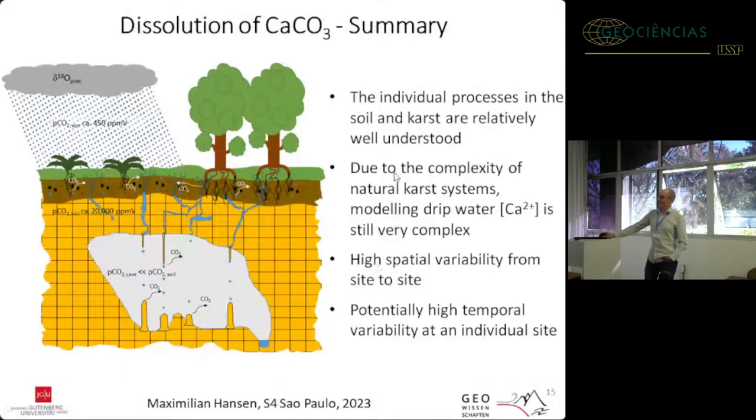So to sum up the dissolution processes, the individual processes in the karst and the soil are relatively well understood, but it's a very complex system. So the natural system is very complex. It's still challenging to really model drip water calcium, because there's also a high spatial variability from site to site, and also potentially very high temporal variability at an individual site, like inside a cave. The conditions can also be very different for different drip sites.